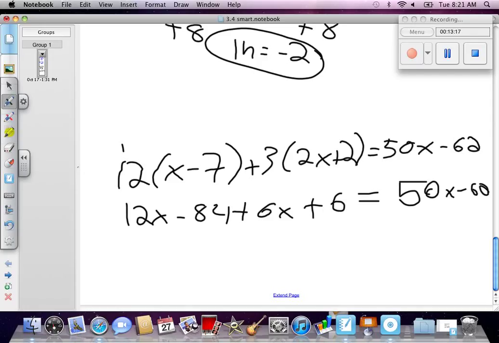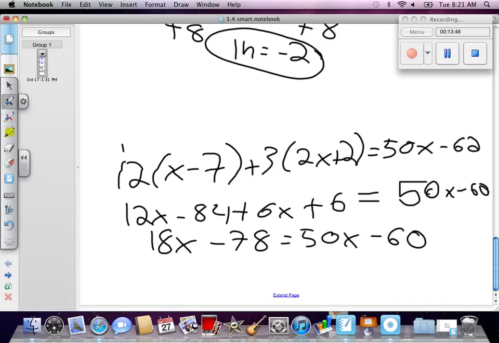Okay, so what are like terms? They have to have the same what? Same variable, same exponent. So 12x and 6x can go together, but I'm not crossing the equal sign, right? So I'm not changing the signs. So I'm just doing 12x plus 6x, which gives me 18x. And then negative 84 plus 6 becomes 78. Equals 50x minus 60. So I'm going to subtract 18x from both sides because it's the smaller one with a variable.